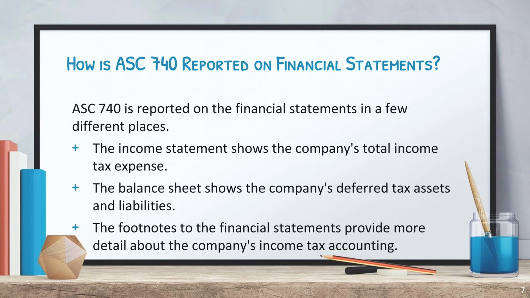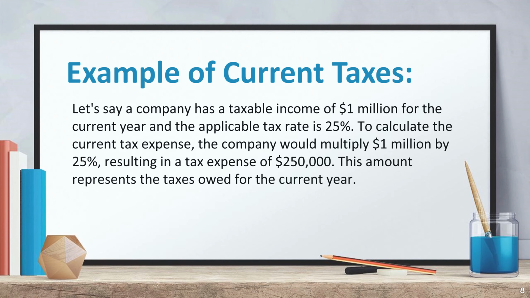ASC 740 is reported on the financial statements in a few different places. The income statement shows the company's total income tax expense. The balance sheet shows the company's deferred tax assets and liabilities. The footnotes to the financial statements provide more detail about the company's income tax accounting.